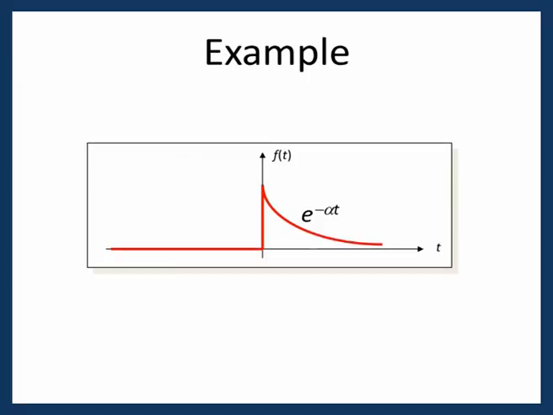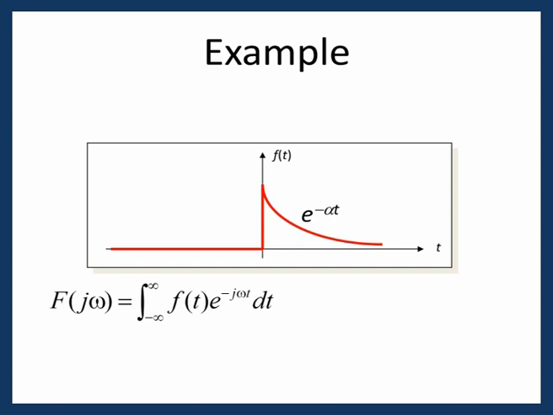Okay, let us see another example. If you look at this example, this is an exponentially decaying function, e to the power of minus alpha t. This is in the time domain, so we have to calculate its frequency domain representation. Again we apply the same formula: F of j omega is equal to the integral from minus infinity to plus infinity of f of t e to the power of minus j omega t dt.